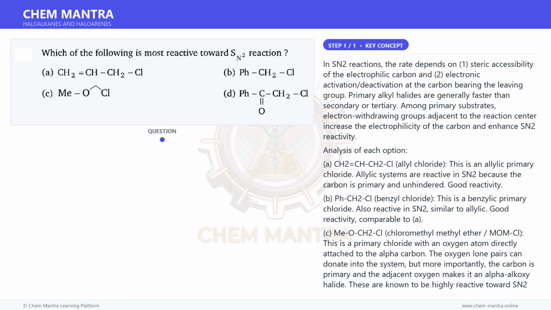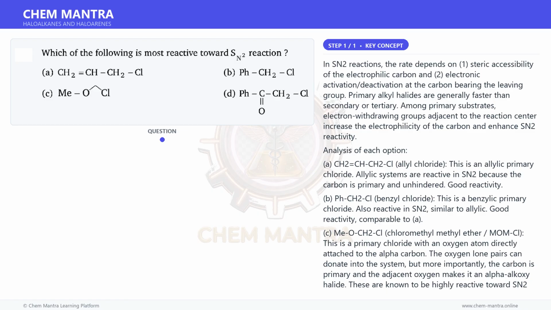A. CH2=CH-CH2Cl, allyl chloride. This is an allylic primary chloride. Allylic systems are reactive in SN2 because the carbon is primary and unhindered. Good reactivity. B. Ph-CH2Cl, benzyl chloride. This is a benzylic primary chloride. Also reactive in SN2, similar to allylic. Good reactivity, comparable to A.